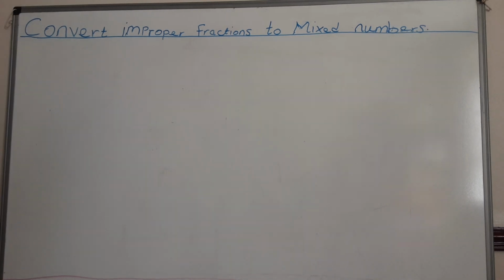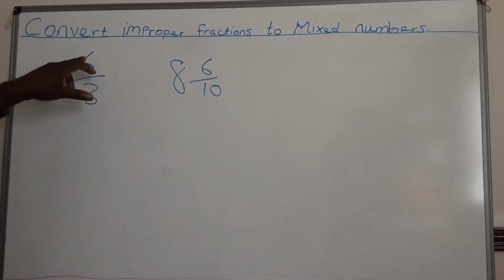In today's video, we're going to learn about converting improper fractions to mixed numbers. So, what is an improper fraction? An improper fraction is a fraction that has a numerator that is greater than the denominator, and a mixed fraction is a fraction that has a whole and a fraction.